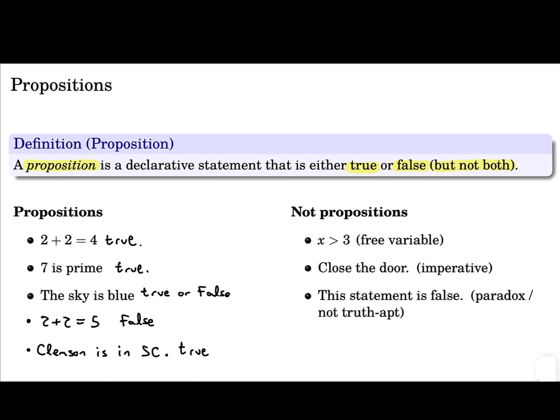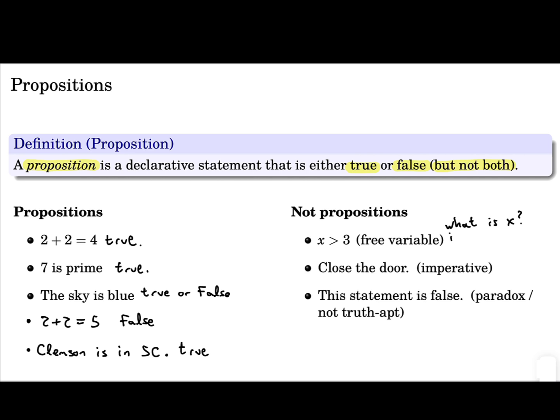Now let's look at some examples of not propositions, so some non-examples. So these are not propositions. Consider this first one, x is larger than 3. So this is not a proposition because we don't know what x is. So here, what is x? There's no way for us to know whether this is true or false. It's not even about us knowing, it just doesn't have a true or false value without x being specified.